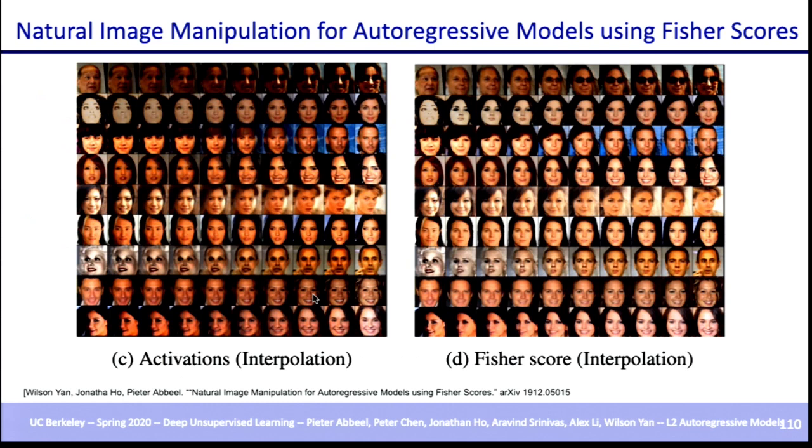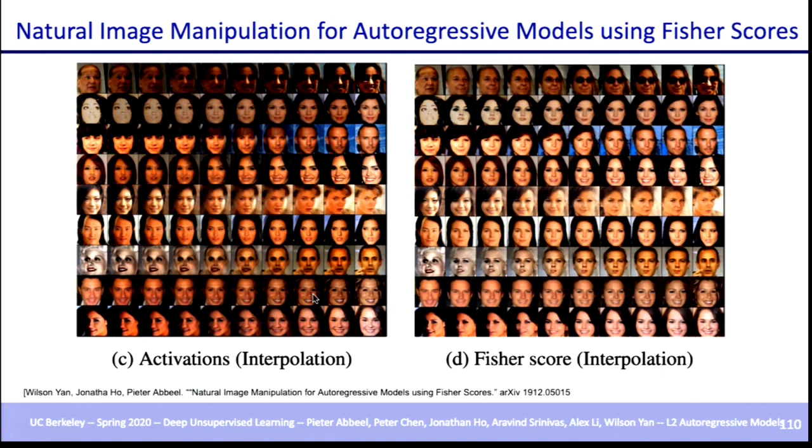So, let's see if this works. On the left, it's a more naive interpolation scheme with just activations in the pixel CNN. On the right, it's with the Fisher score. And if you look carefully, this is real, in between is interpolated, same on the right. If you look carefully, you would see that the interpolations on the right are more realistic.